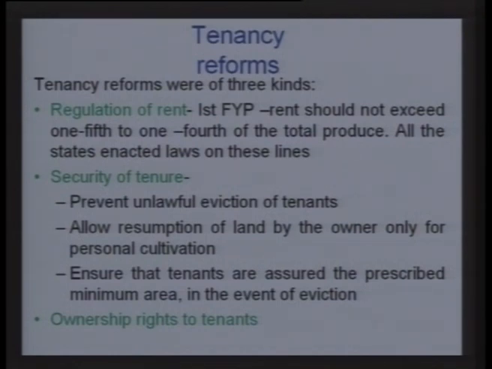So it was meant to prevent the unlawful eviction of the tenants, and allow resumption of land by the owner only for personal cultivation. So the resumption of the land by the owner could be only in the situation when he wants to cultivate the land on his own. Thirdly, ensure that tenants are assured the prescribed minimum area in the event of eviction. In the event of eviction, they need to be provided a minimum area of land so as to earn a reasonable amount of income.